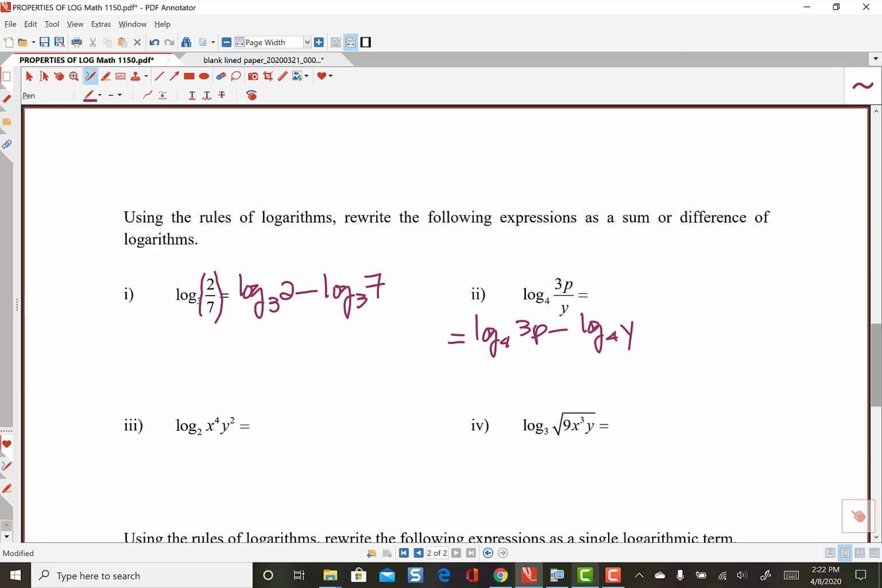Now, the only thing is that this here is a product. I'm multiplying. And when you have a product, we're going to write that as a sum of logarithms. So this would be the log base 4 of 3 plus the log base 4 of p and minus the log base 4 of y.